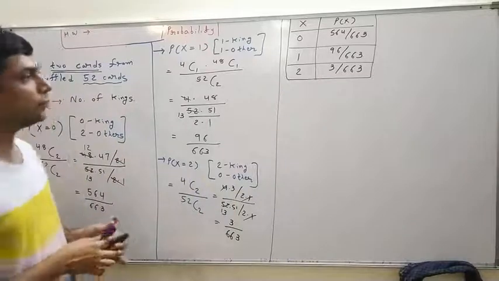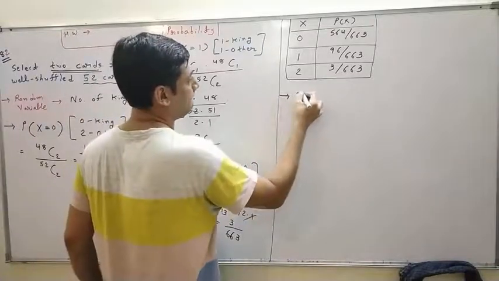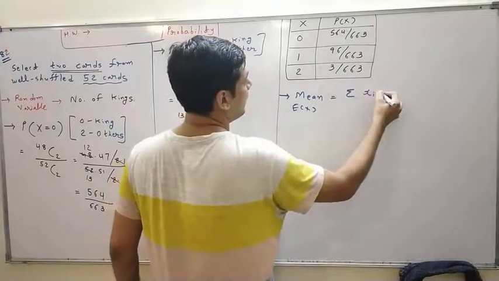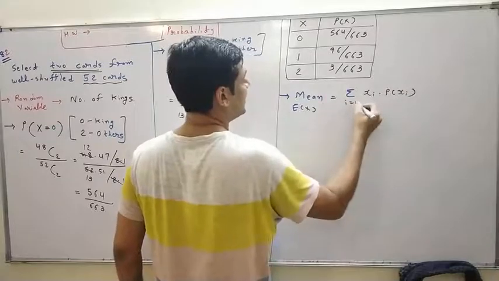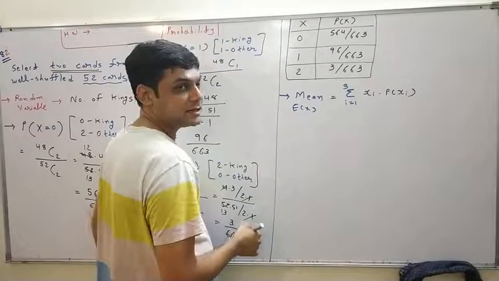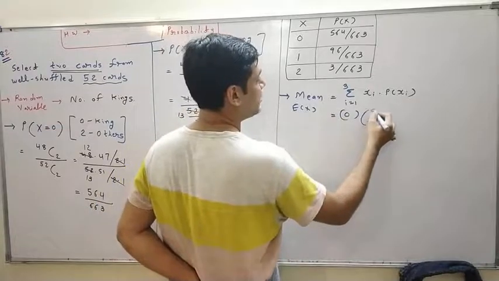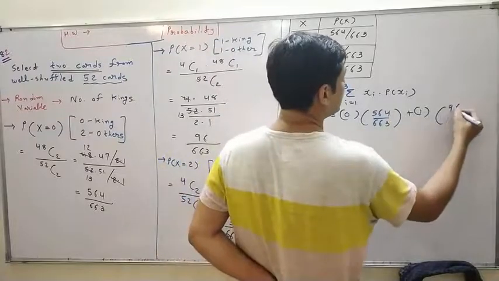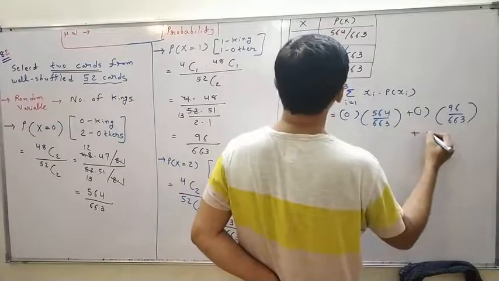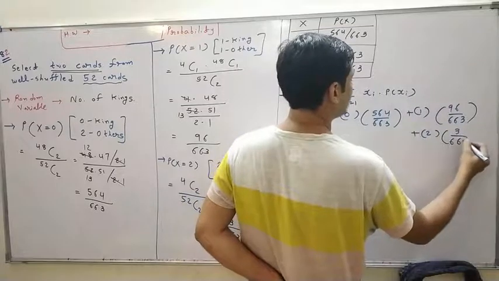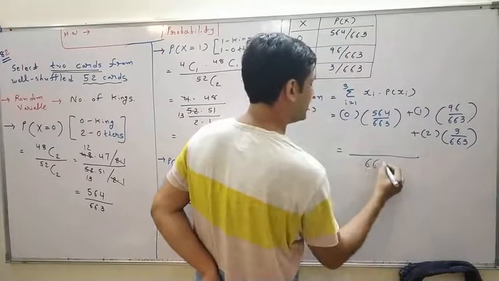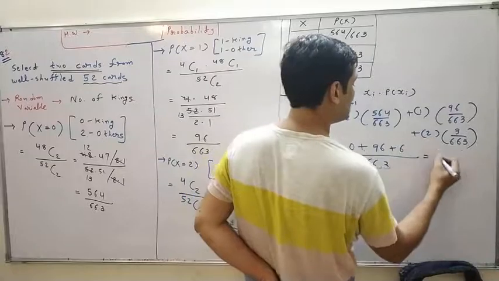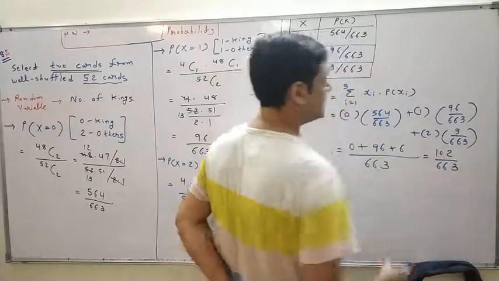Now, first we need to find the mean. Symbol is E of x. Formula is sigma xi into p of xi. Here there are three xi, x1, x2, x3. So i is equal to 1, 2, 3. So that is 0 into 564 by 663 plus 1 into 96 by 663 plus 2 into 3 by 663. So LCM is 663. Here 0 plus 96 into 1 is 96. 3 into 2 is 6. So answer is 102 by 663.